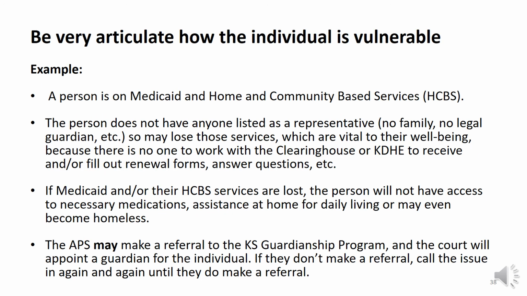Be very articulate about how the individual is vulnerable. For example, a person is on Medicaid and receiving home and community-based services. The person does not have anyone listed as a representative, no family, no legal guardian, etc. So they may lose their services, which are vital to their well-being, because there is no one to work with the clearinghouse or KDHE to receive and or fill out renewal forms, answer questions, etc. If Medicaid and/or their HCBS services are lost, the person will not have access to necessary medications, assistance at home for daily living, or may even become homeless.